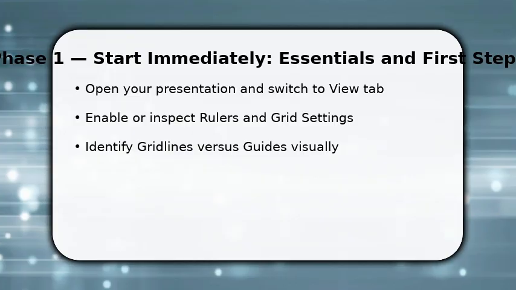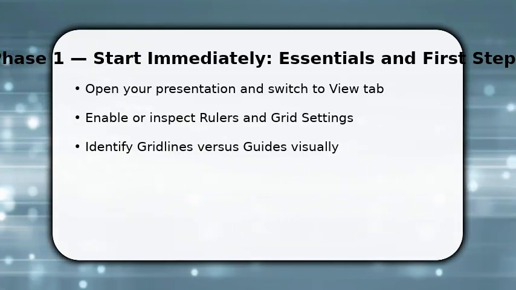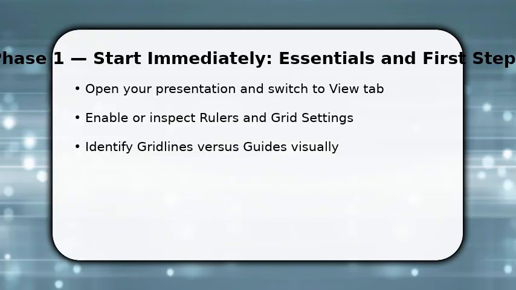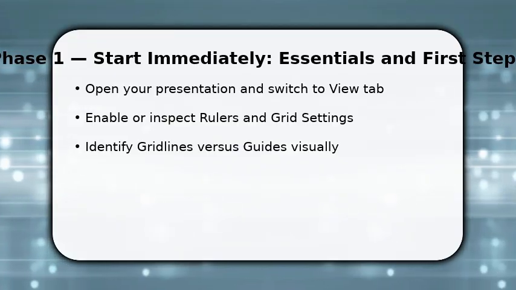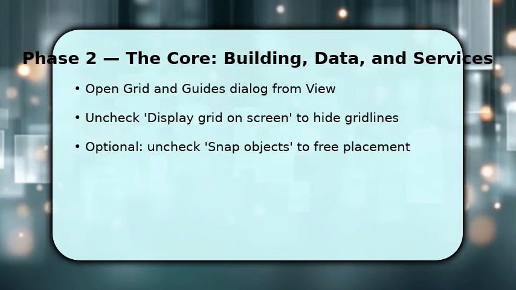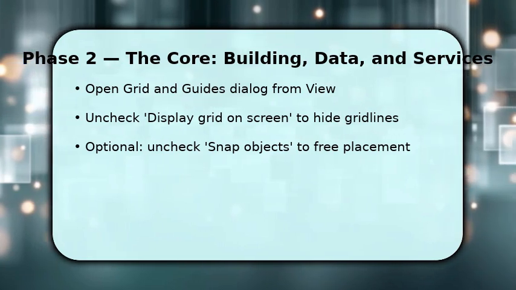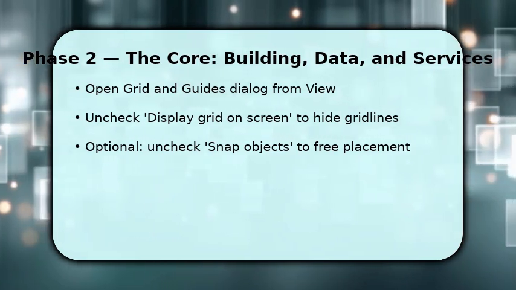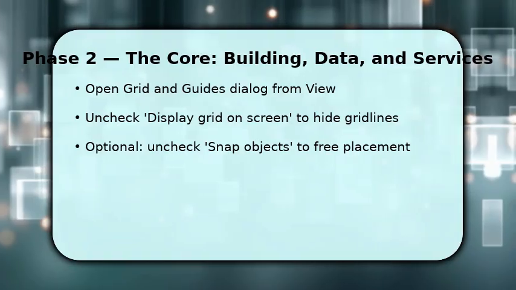You do this now to avoid guessing where lines come from and to confirm whether they are grid lines or guides before you hide them. Now, in Grid and Guides, uncheck Display Grid on Screen to remove the visible grid lines immediately. You should see the slide clear up.